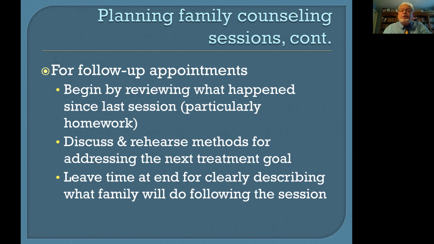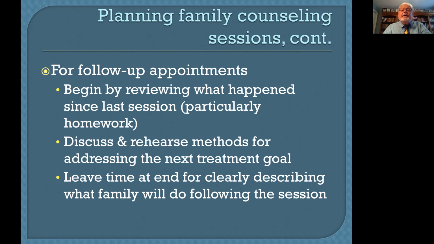You discuss and rehearse methods for addressing the next treatment goal. That's what happens during the counseling session: what do you want to work on? Let's give it a try. Let's decide how it's going to work and whether they feel comfortable with it, and then they practice it at home.